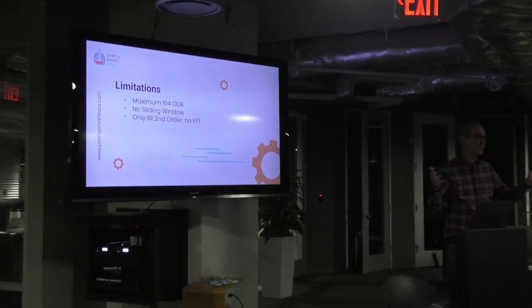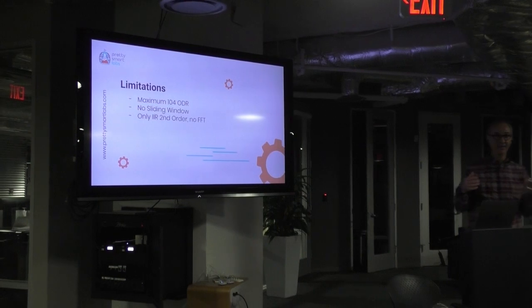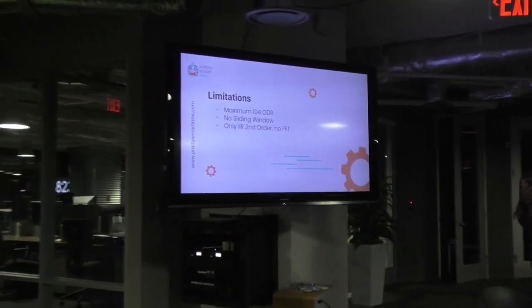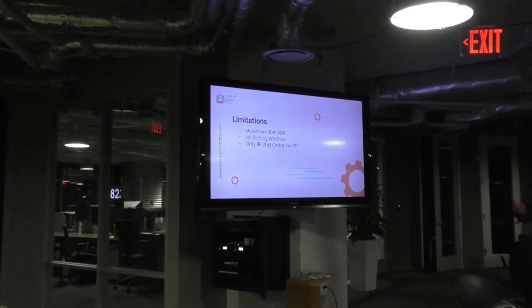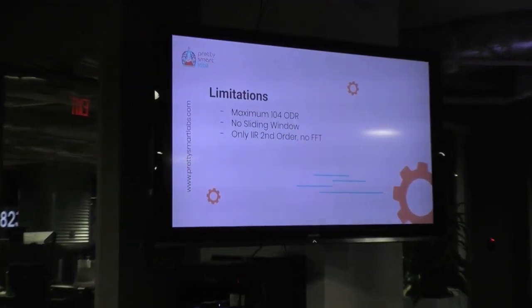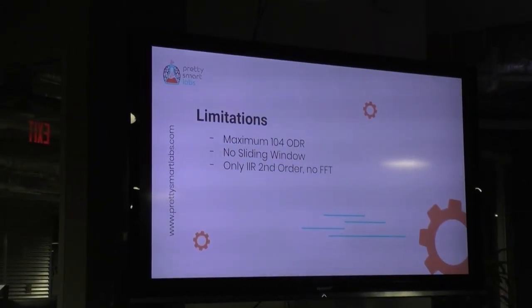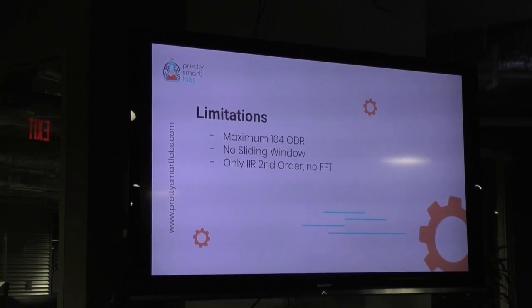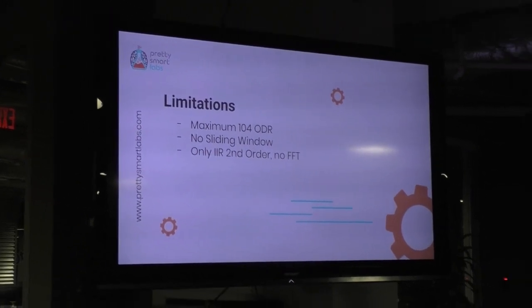Okay, some limitations. Of course, not everything is perfect with very low power. So the maximum ODR is 104. So if you're trying to get something really fast, like what you need in an industrial environment, you do need more power. If you're going to frequencies beyond 104 hertz, it doesn't have a sliding window. It's just a fixed window, one after the other after the other.